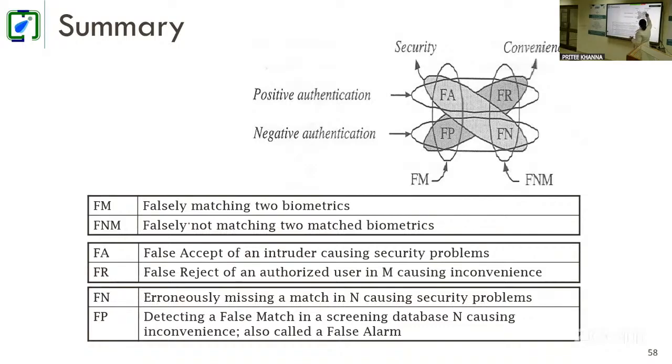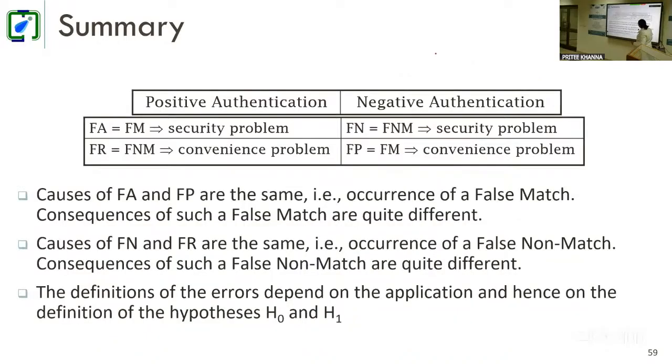You can see that if you are moving to this corner, convenience is more. Moving to this corner, the security is more. The causes for false accept and false positive are the same, because that is how your false match occurs, but the consequences of a false match are quite different. So false negative and false reject. You can see here the difference between positive and negative. If your false accept is there, then in the negative case it is the reverse. So this is just to summarize.